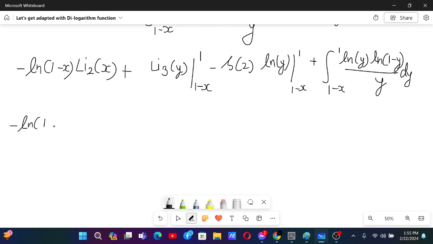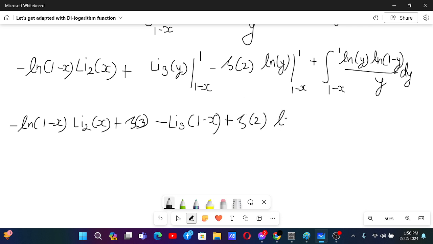Minus ln of 1 minus x, Li2 of x. Now Li3 of 1 is just a constant, minus this is Li3 of 1 minus x. Now ln of 1 is 0, so that will cancel, and the next one will be Riemann zeta of 2 times ln of 1 minus x.